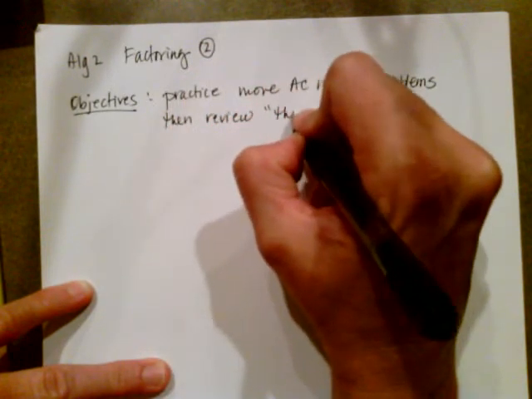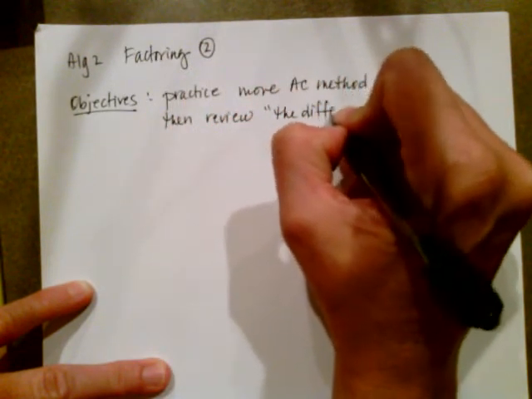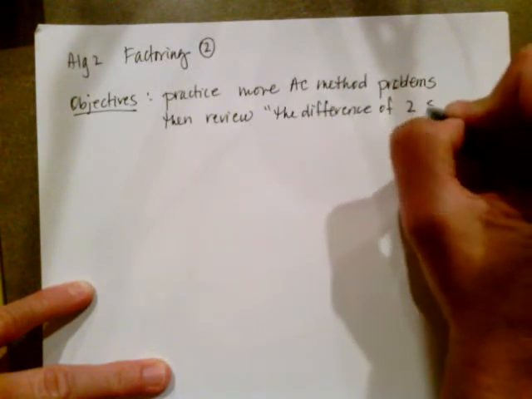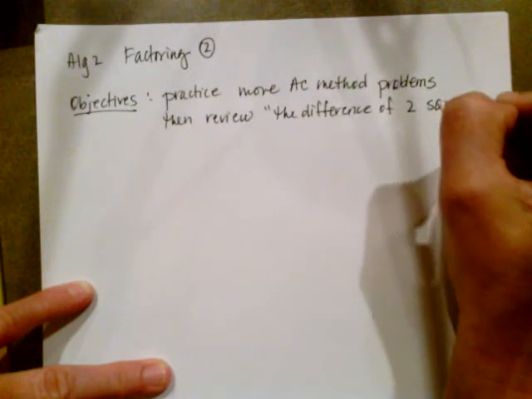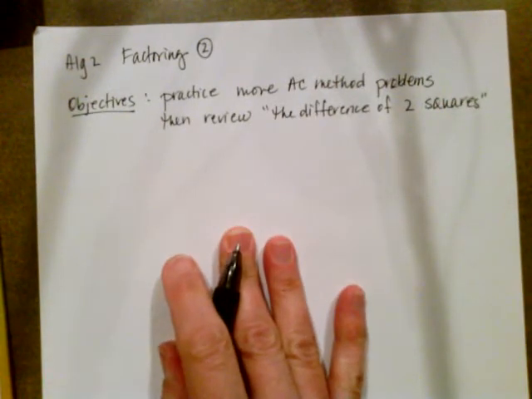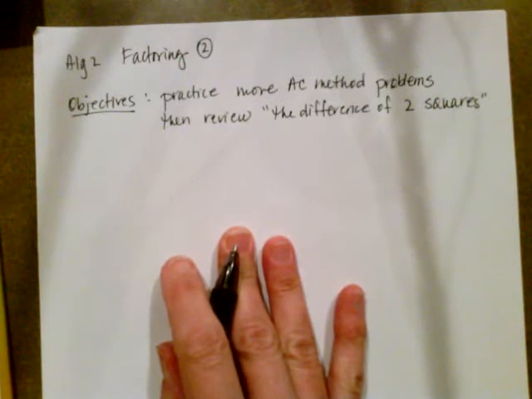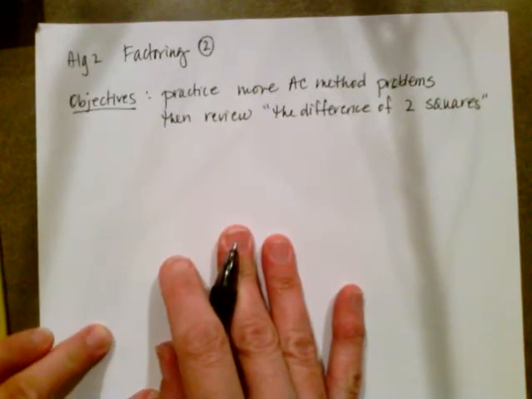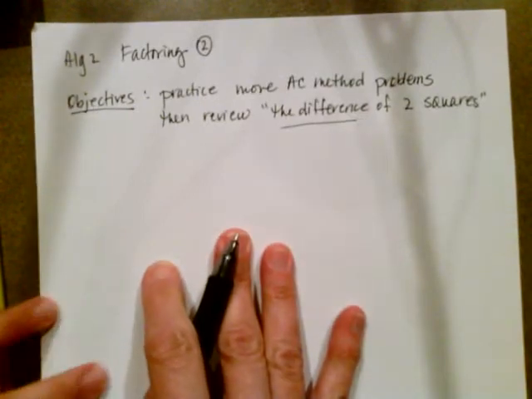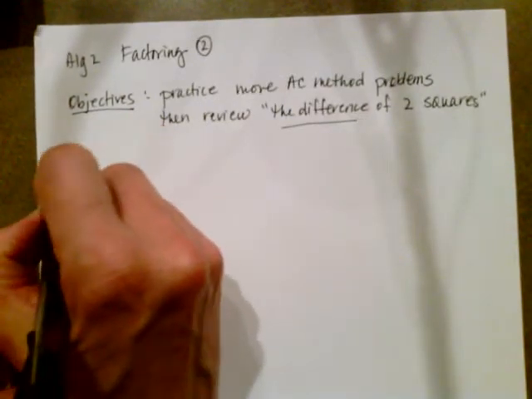It's called the difference of two squares. Right, so that's what we're going to do for your objectives. We're going to practice a couple more problems with the AC method, and then we are going to do the difference of two squares, which is actually super simple. We like that one. Alright, so here's your first example.